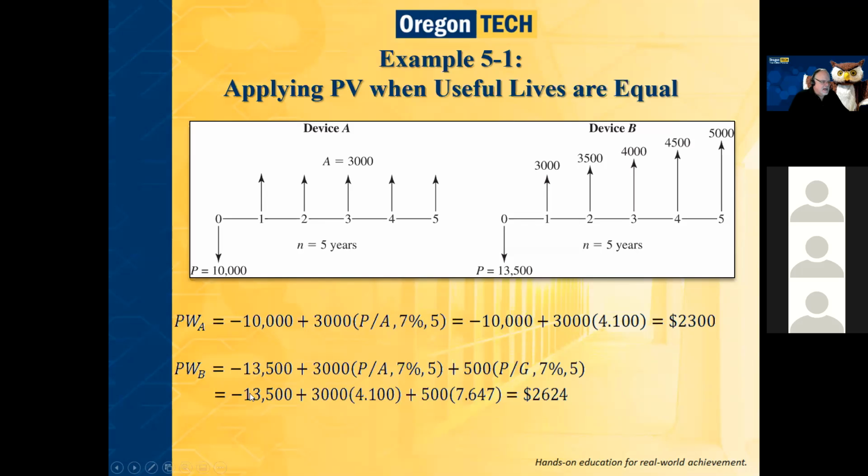So outflow 13,500, present value of the annuity, because buried inside each of these numbers is a $3,000. There's $3,000 in that 3,500. There's $3,000 in that 4,000. And the gradient function says, okay, I'm going to increase that extra amount every year to give you the equivalent. 2624. Cool. Now here's what I would do.